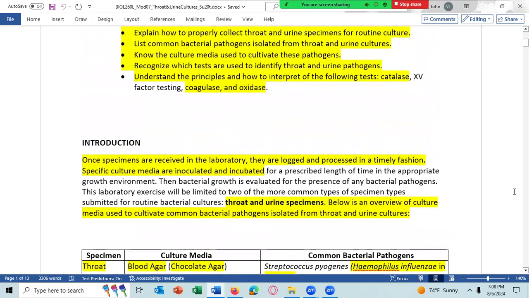Once a specimen is received in a lab for growing, it is logged and processed in a timely fashion. Specific culture media are inoculated and incubated depending on what the source is. There are throat and urine specimens we're going to talk about today. Below is an overview of the culture media used to cultivate common bacterial pathogens isolated from throat and urine cultures.